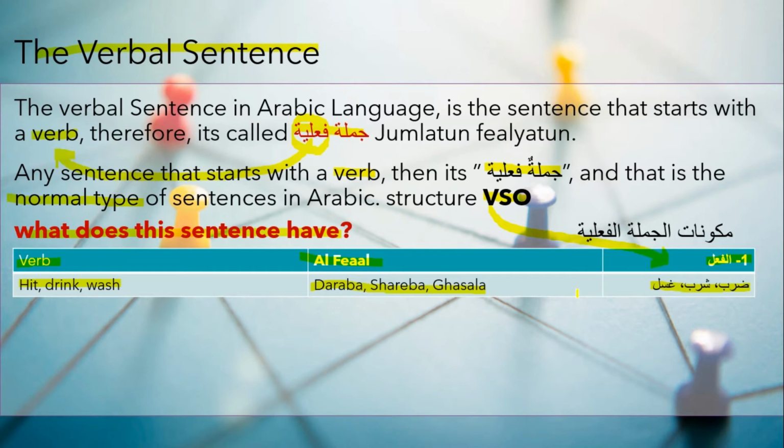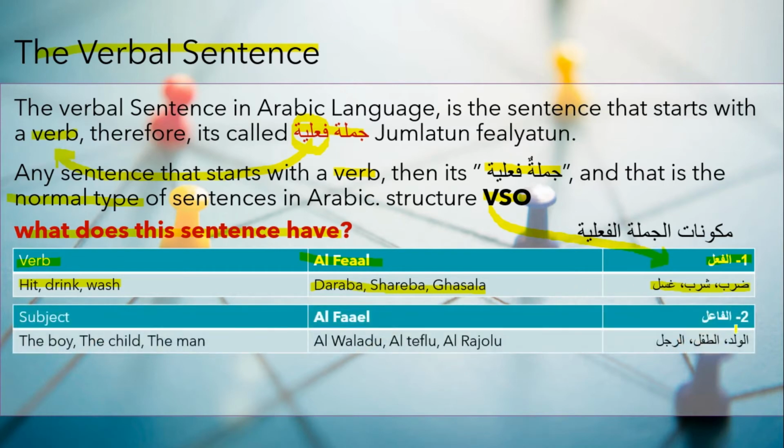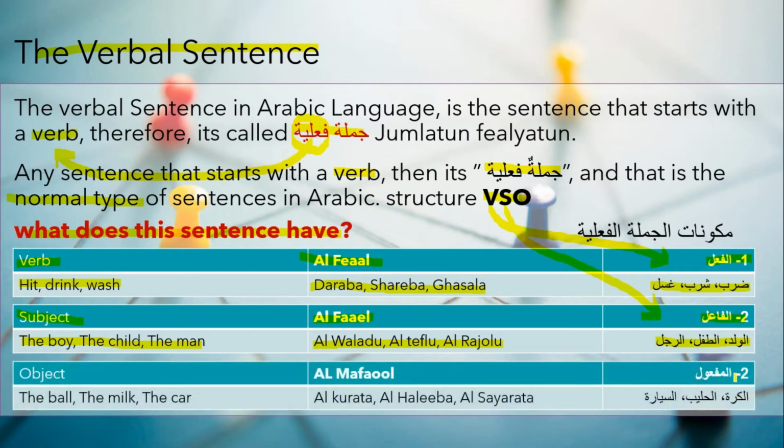which is the verb. And as you can see here, I started with al-fi'l, not with the commencement, like in the nominal sentence. Here I started with al-fi'l, the verb, and then al-fa'il, the subject. This is the normal structure of sentences in the Arabic language. Then the object, which is al-maf'ul.